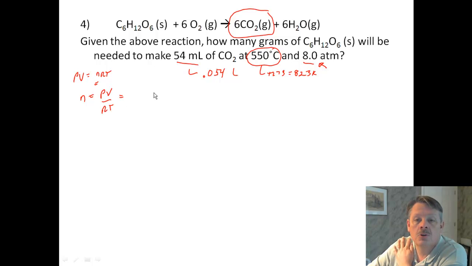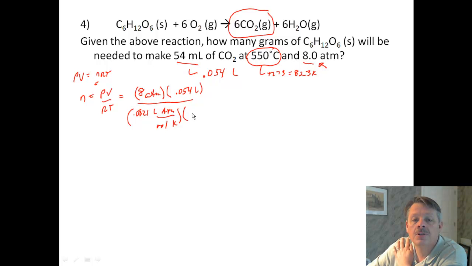And so your pressure is going to be 8 atmospheres. Your volume is going to be 0.054 liters. Your R is going to be 0.0821 liters, atmospheres, moles, Kelvin. And your temperature is going to be 823 Kelvin.